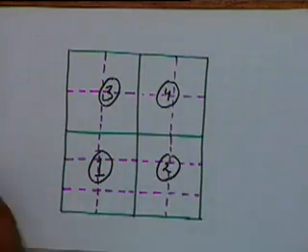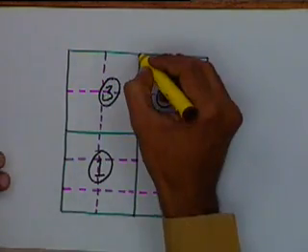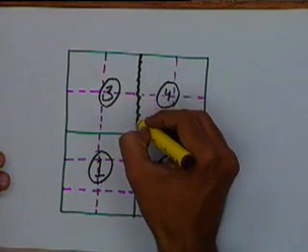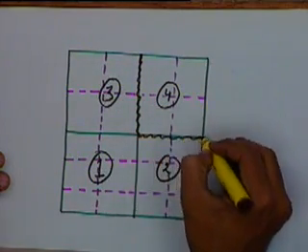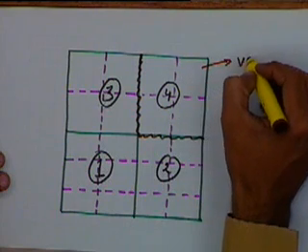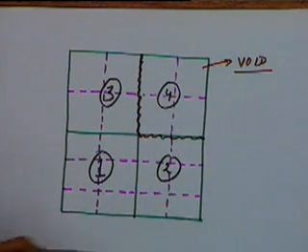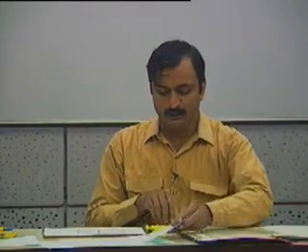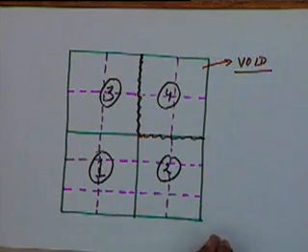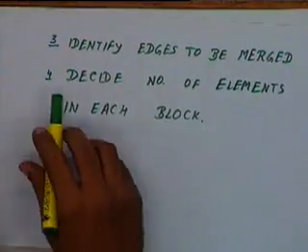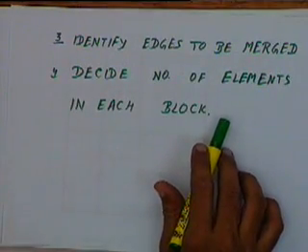And out of this, of course, block 4 is a void block and this edge is being merged with this edge. This is a void block. So we will carry out the complete mesh generation algorithm on this array of blocks. So the step was to decide the number of elements in each block.